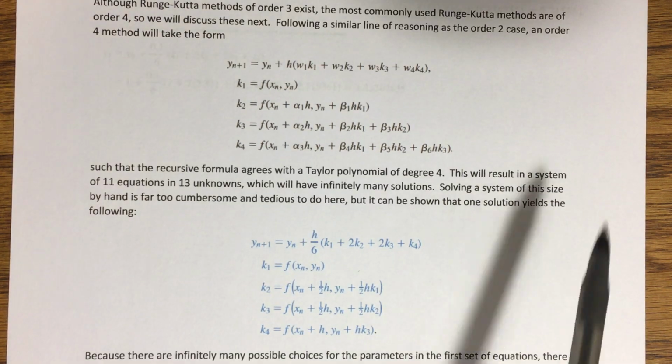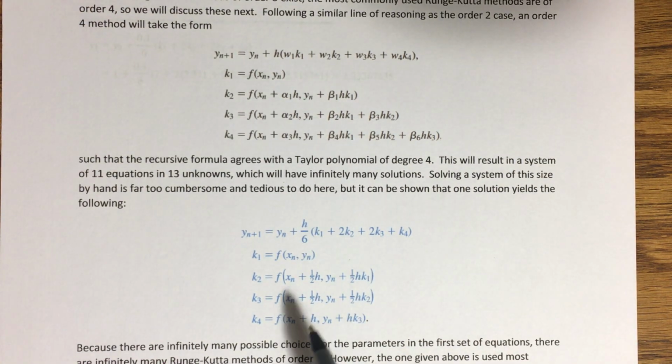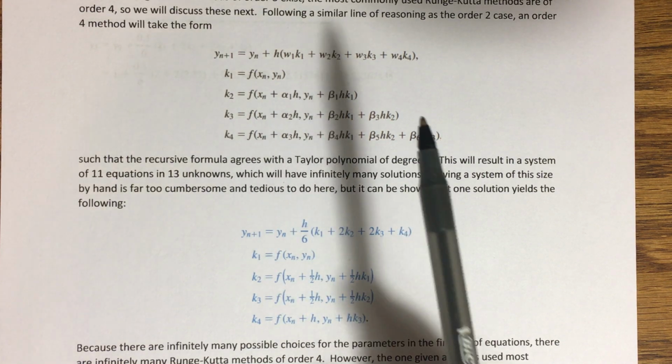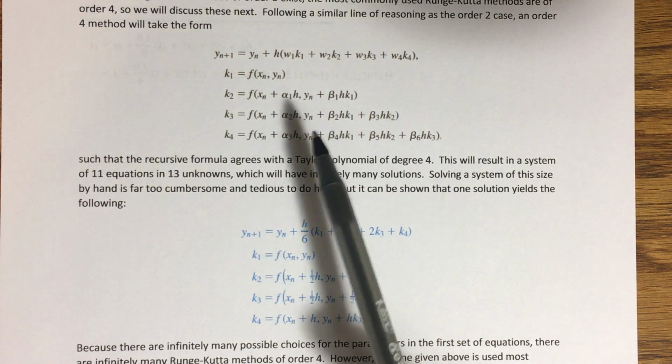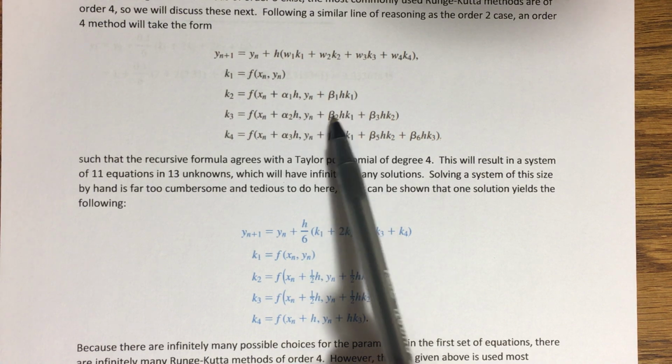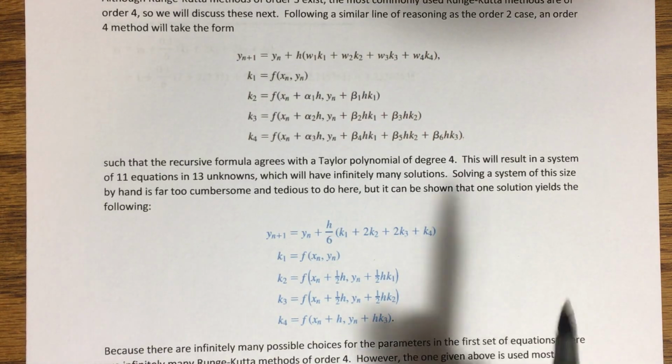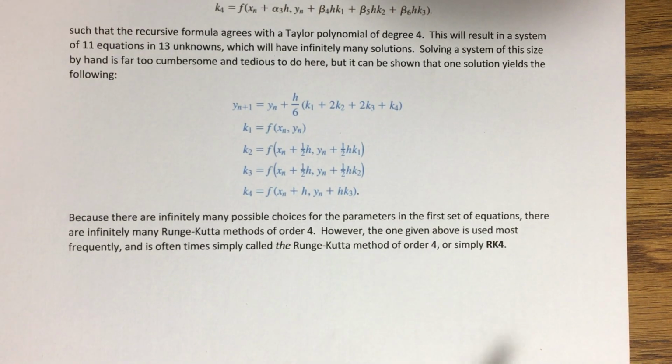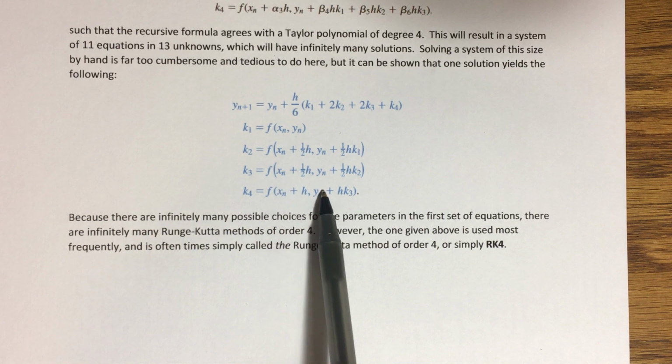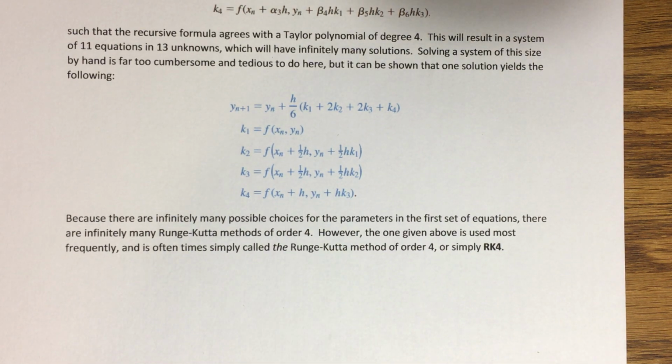Okay, so basically, one of the reasons we use this selection of values for those parameters is there's a few that become zeros, and the computational work that's going on in these steps is reduced a little bit, okay? Now, because this method is used far more often than other choices of those parameters for an order 4 method, we frequently just refer to this as the Runge-Kutta method of order 4. And more often than not, we just simply call it RK4.